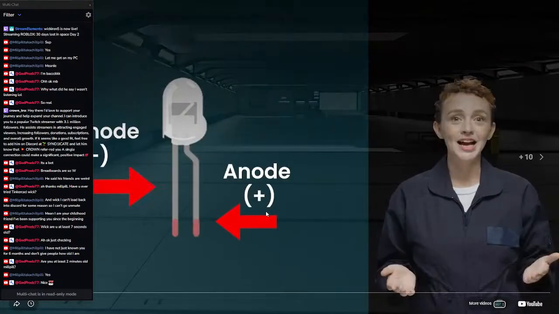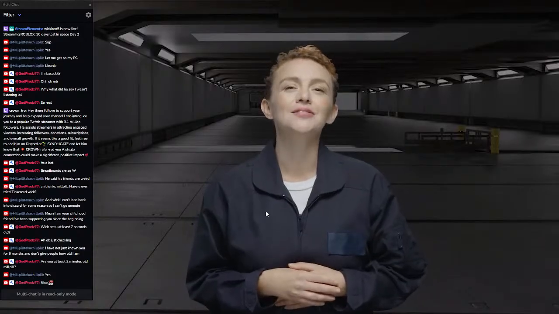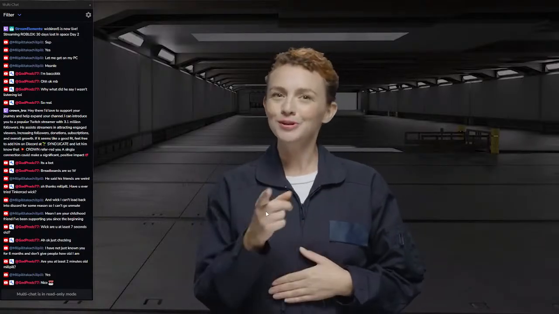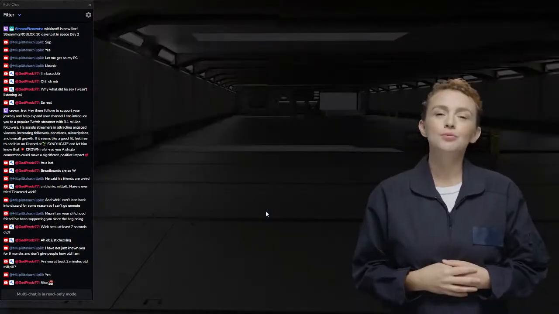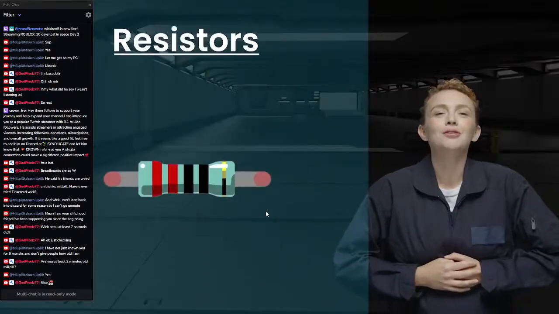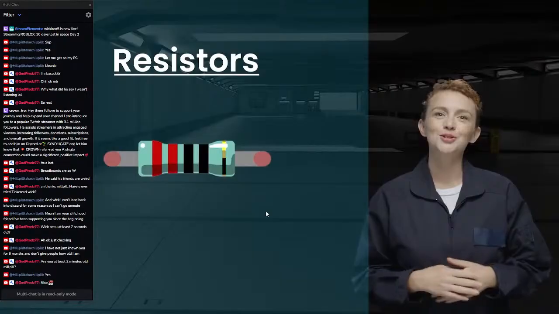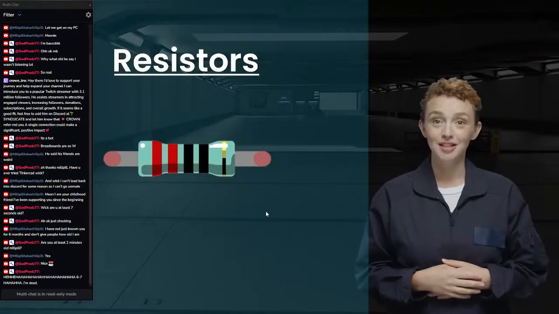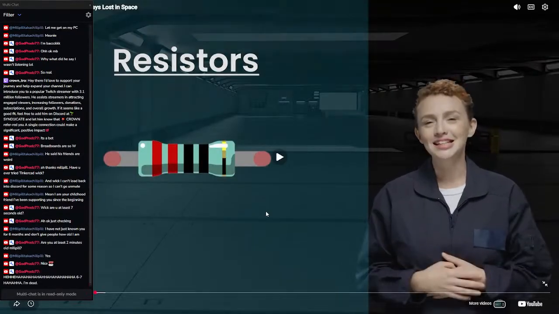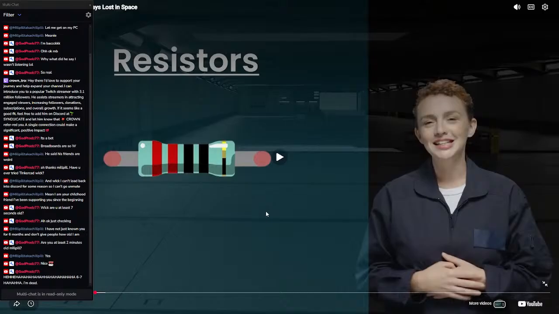Long, positive; short, negative. It's important to see the light at the end of the tunnel, Explorer, but you won't get there with burnt out LEDs. Which brings us to the final piece of equipment for today. A resistor is the unsung hero of electronics. A critically thinking mind would rightfully assume that they do what their name suggests. They resist.